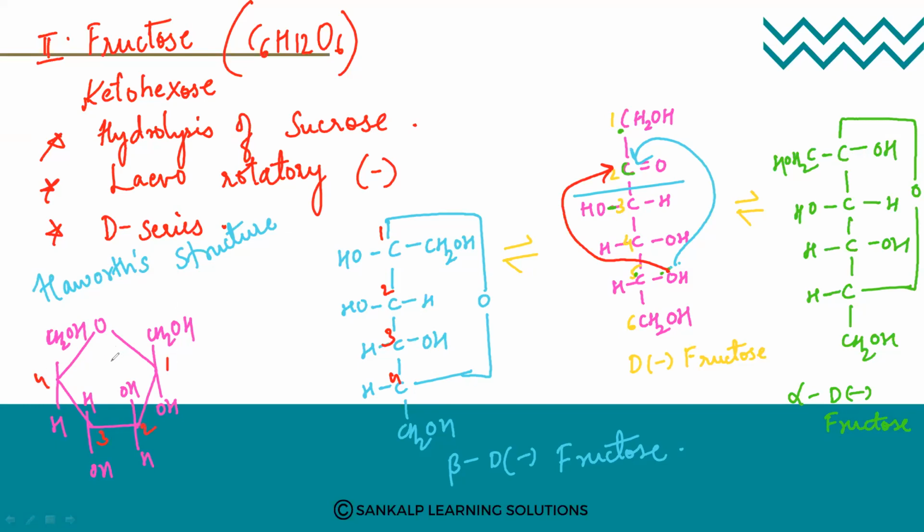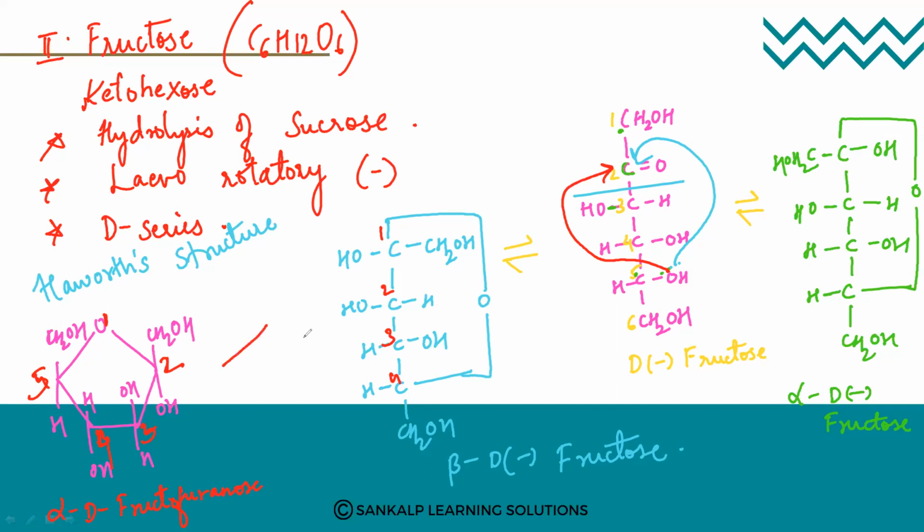1, 2, 3, 4. Sorry, one. You have to count from here. 1, 2, 3, 4, and 5. So it is a fructose. So this is what? It is alpha D-fructose, and it is a four-membered ring, so it is furanose.